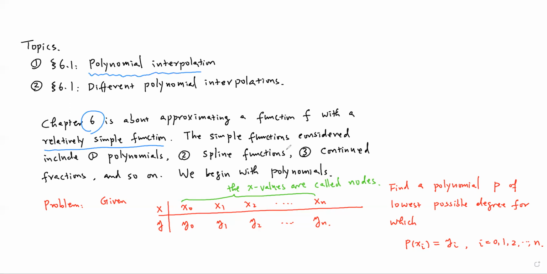The simple functions in this chapter are polynomials, spline functions, and continued fractions. But we only focus on polynomial and spline functions. We don't touch continued fractions.